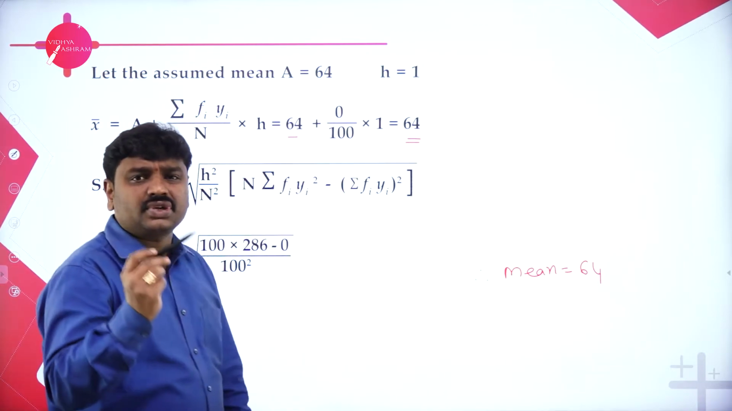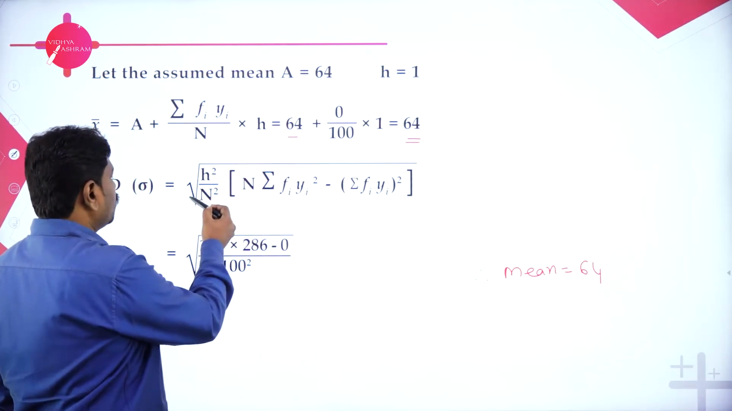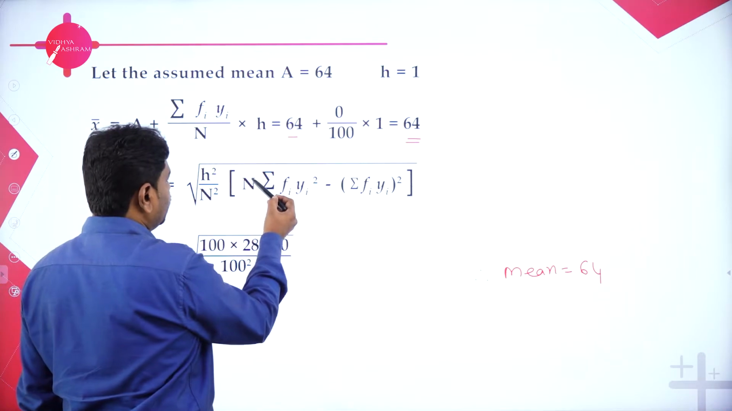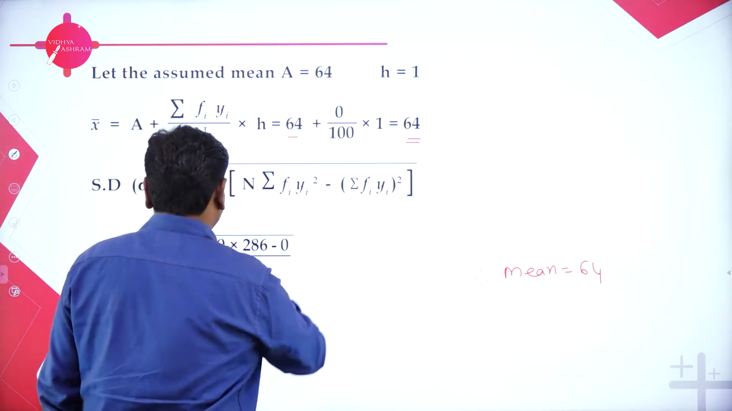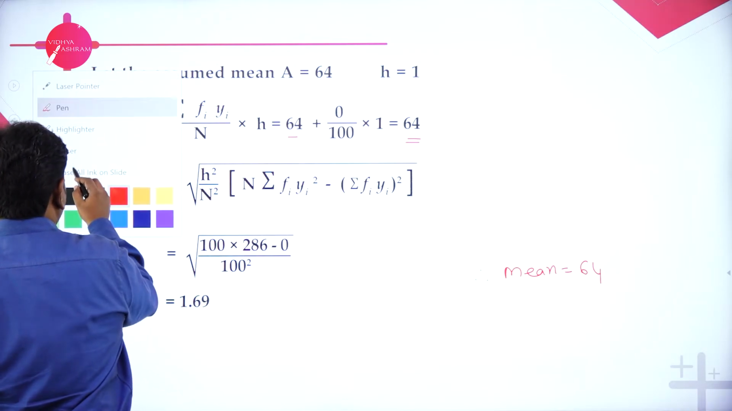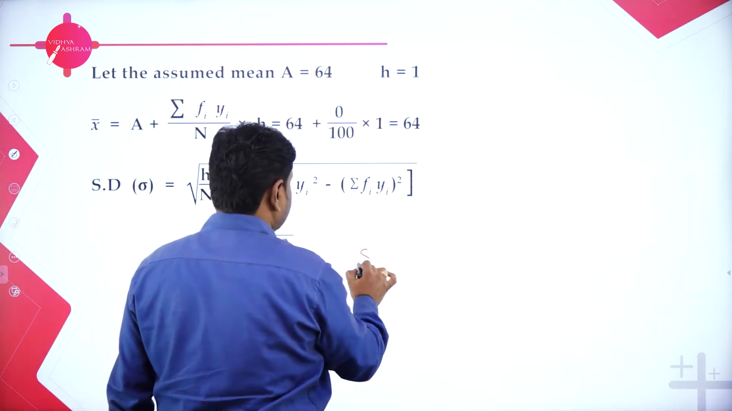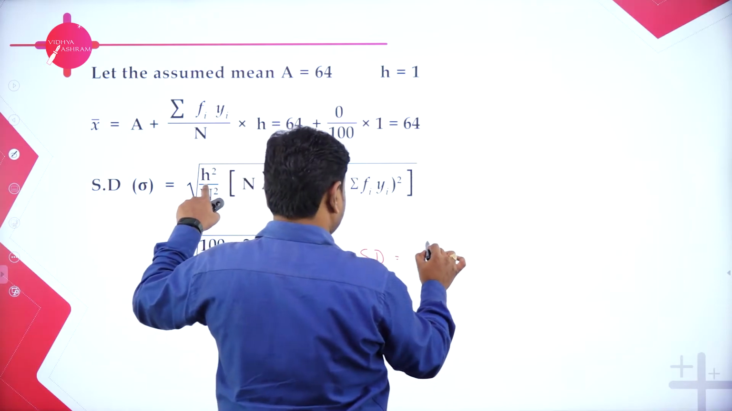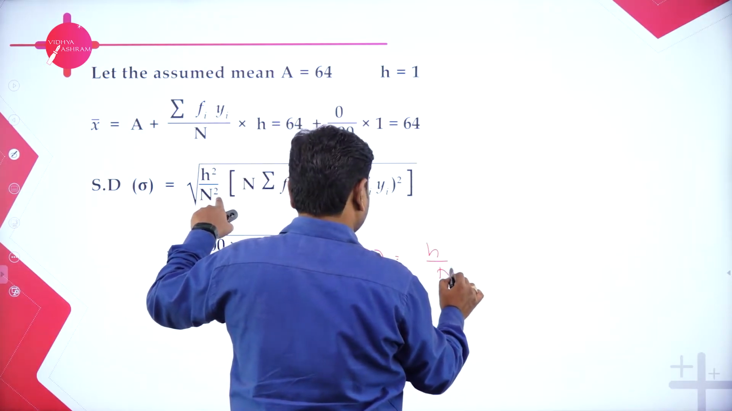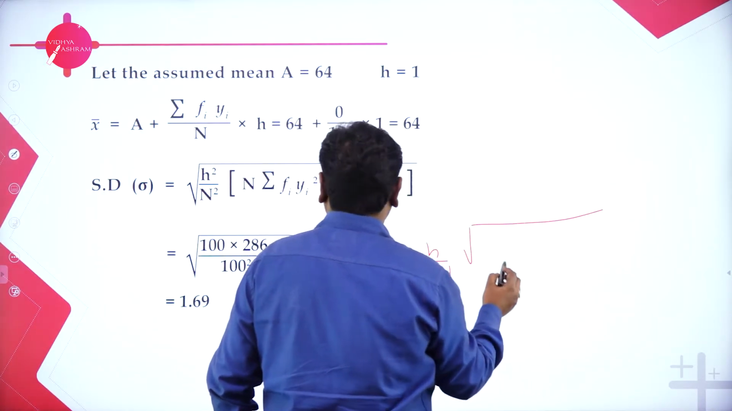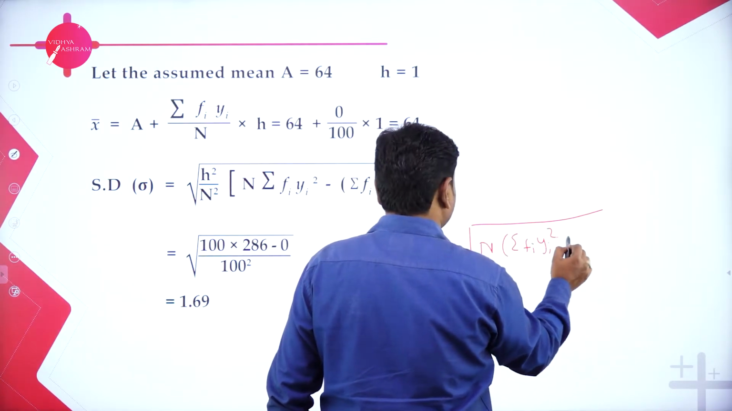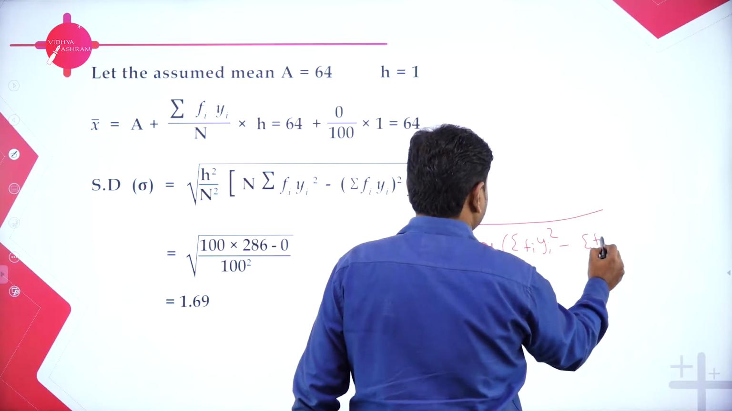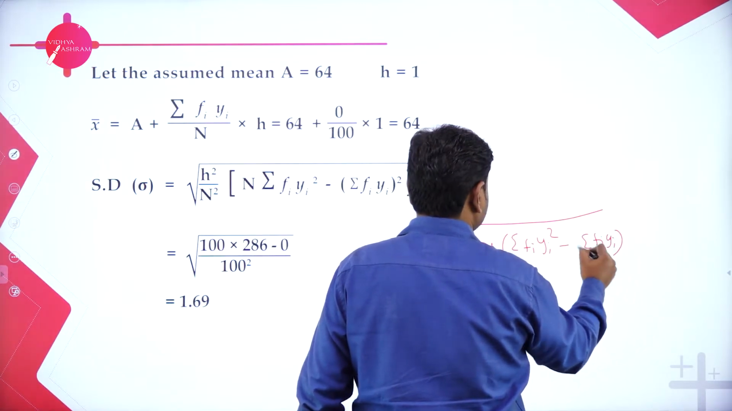Then standard deviation, use the formula. What is the formula I taught you? Root of h square by n square into n into sigma fi yi square minus sigma fi yi the whole square. See, how to calculate is simple. So you can reduce the formula now. Root h square is h, root n square is n, and the remaining part you keep in the root: n into sigma fi yi square minus sigma fi yi the whole square.